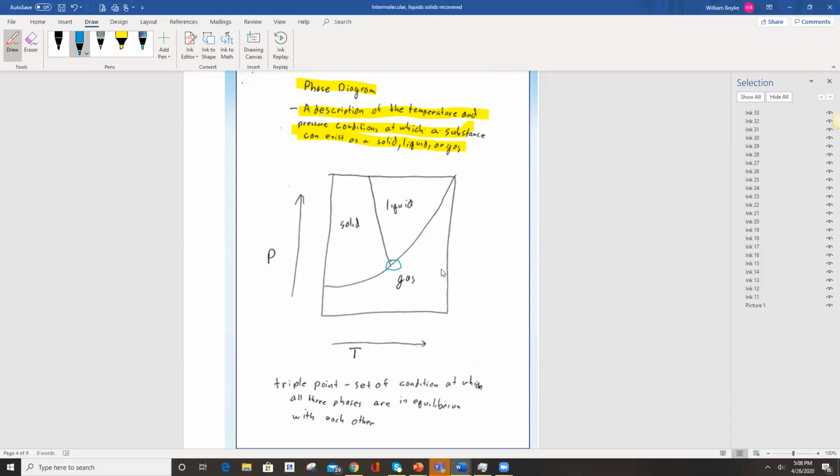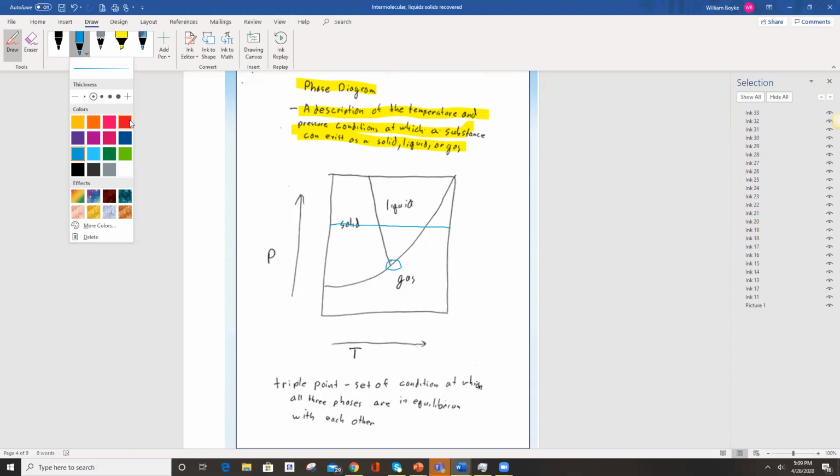We're not usually used to seeing that because for water, let's say, 1 atmosphere of pressure would be up here, where we would go through solid, liquid, and gas as we increase the temperature. Not all compounds will do that.